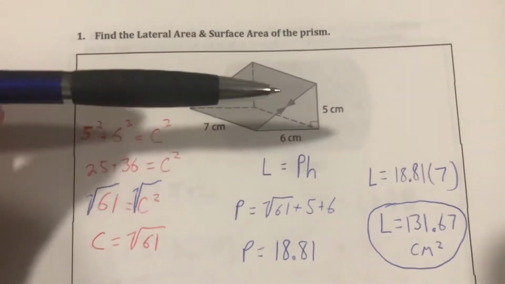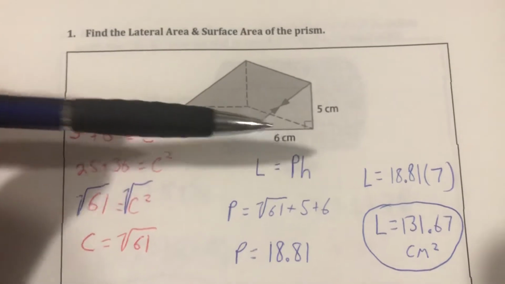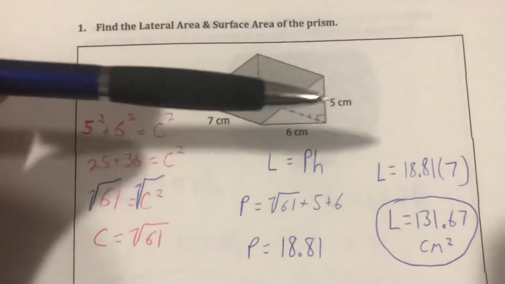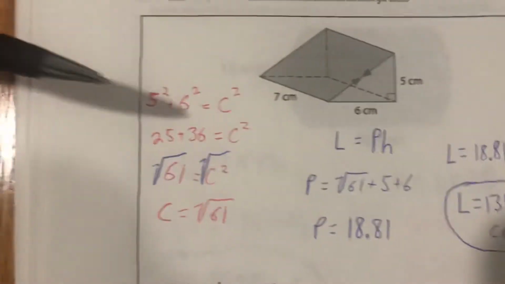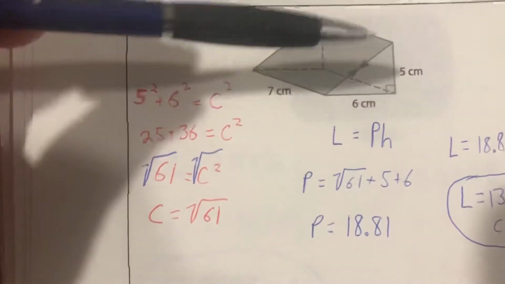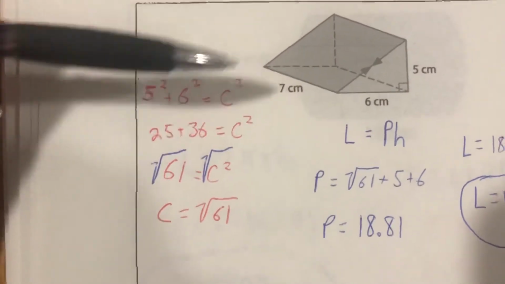All right, so going after the perimeter, if you look here, we got a right triangle for the base. We have 5, we have 6, we don't have the hypotenuse. So we're going to have to use the Pythagorean theorem to find that. So we got 5 squared plus 6 squared equals c squared, because again, we're looking for the hypotenuse, so that's the term that's by itself.